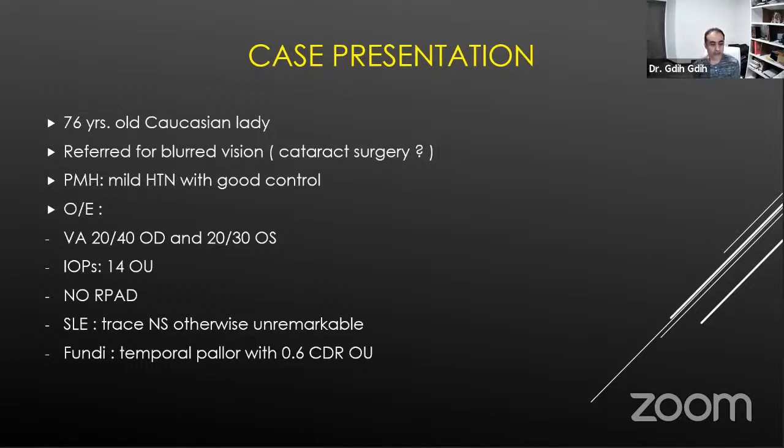On slit lamp exam there was a trace nuclear sclerotic cataract, otherwise unremarkable. Everything looked normal. On fundus exam, I noticed temporal pallor with 0.6 cup to disc ratio in each eye. The discs were symmetric and the pallor was symmetric, and nothing else was concerning except a little bit of elevated cup to disc ratio, but the rim was intact. So I thought, okay, this could not be just a cataract. Before we go ahead and remove the cataract, let's order a visual field. This is an example where the visual field can be a lifesaver.